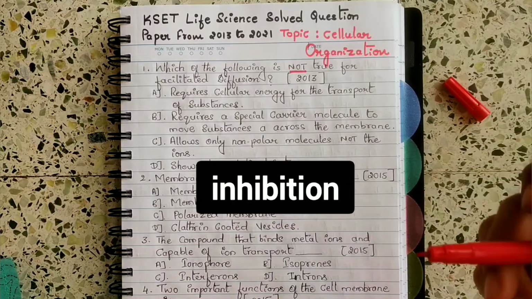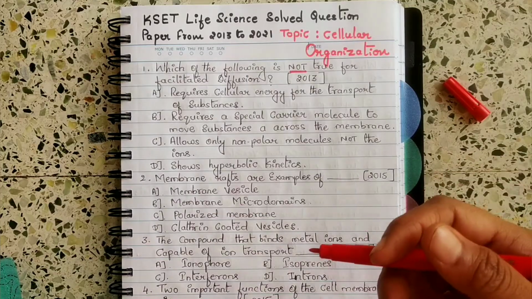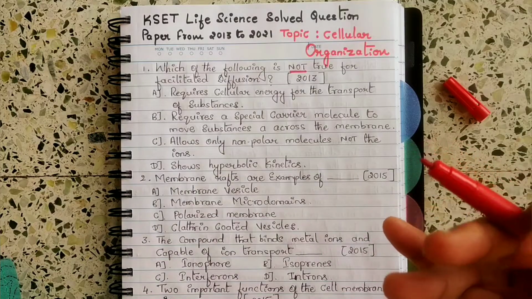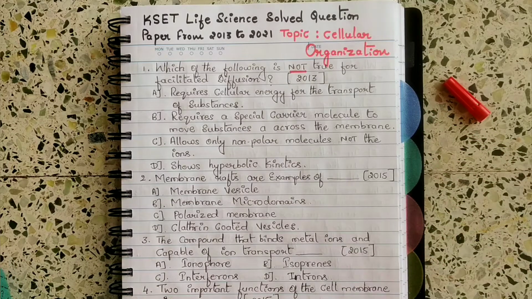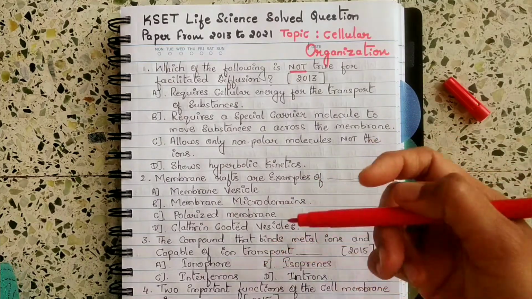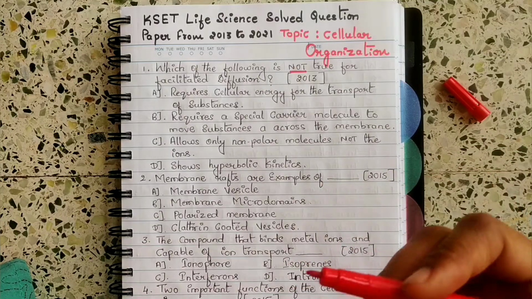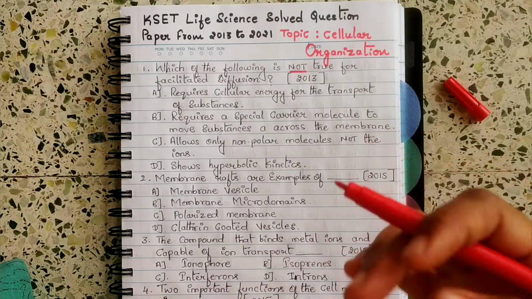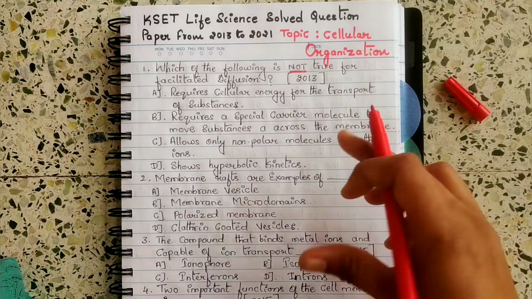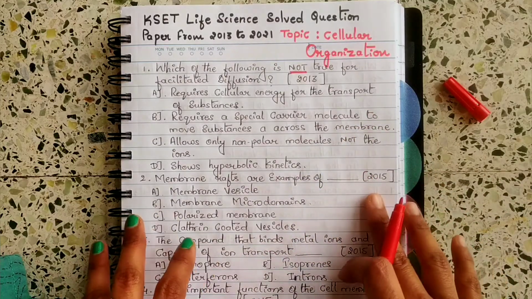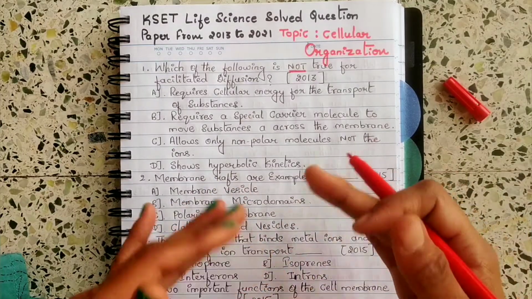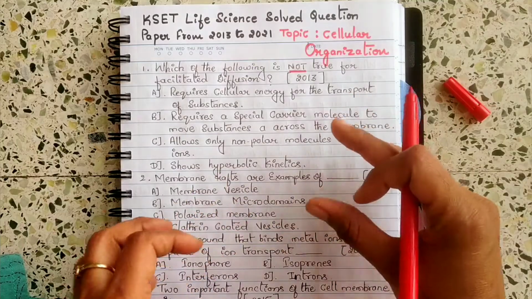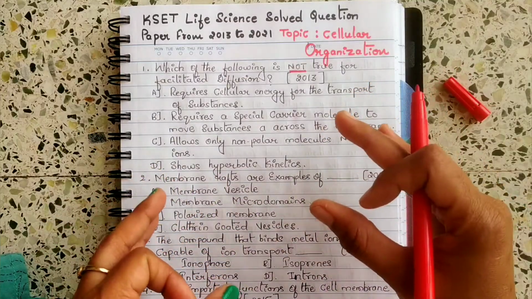If we have to give an example for simple diffusion, it is the diffusion of respiratory gases such as oxygen and carbon dioxide. Another example is animals getting rid of waste products like urea, uric acid and carbon dioxide. An example for facilitated diffusion is the transport of glucose, amino acids, nucleic acids inside the cell. One more example is the transport of sodium and potassium in and out of the cell. This is some basic knowledge about facilitated diffusion.